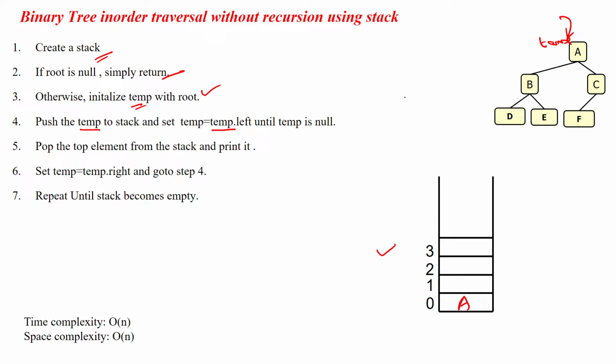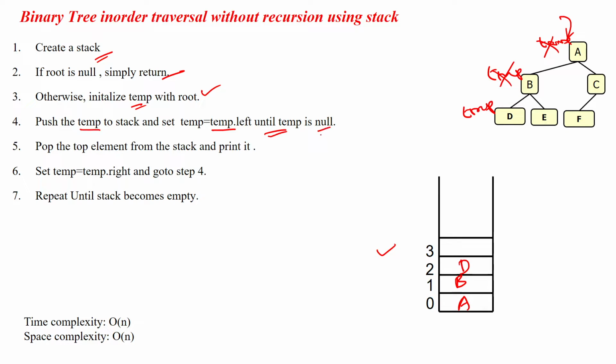Then we are taking temporary dot left as the next temporary, so temporary is updated now. So b is the next temporary. Then again we have to keep on iterating until temporary becomes null. So temporary dot left will become d now. So now this is the temporary. So temporary dot left will become null.